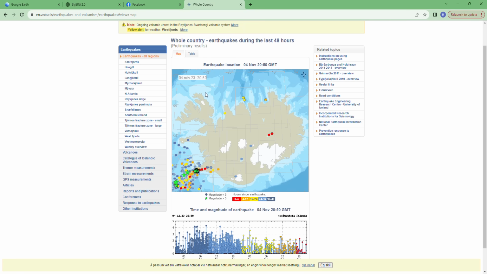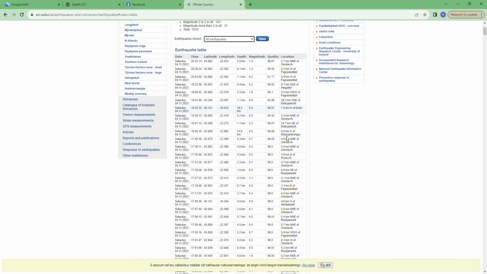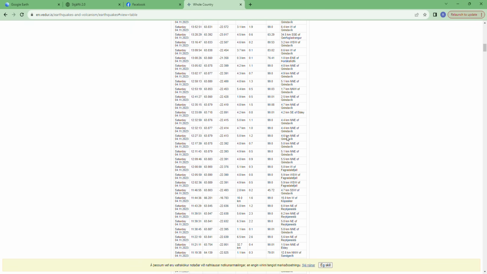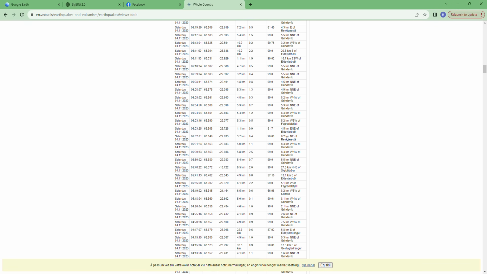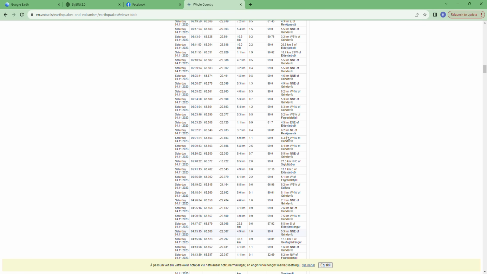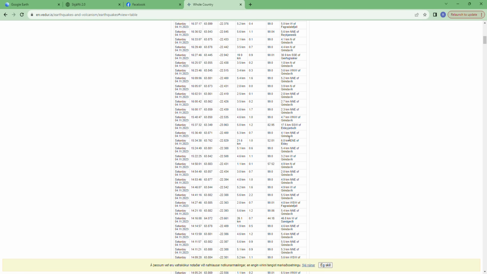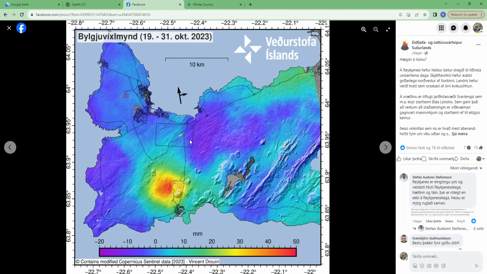Here you see another source, Icelandic Met Office data. You see we don't have many earthquakes, not strong ones, but there are plenty of small ones, and they are all on the Reykjanes Peninsula, near Grindavik. So they keep coming, so magma might break through any day. And if this happens, I will keep you informed. I will be there. My drone battery is already charged, so we will film it as it happens.